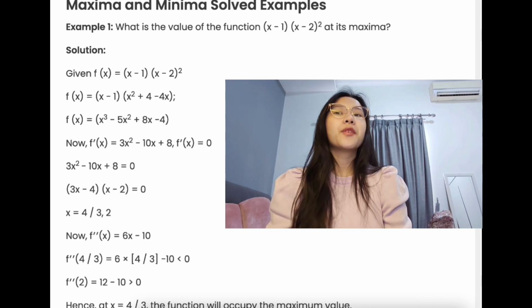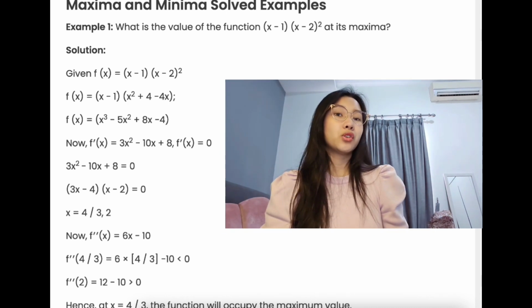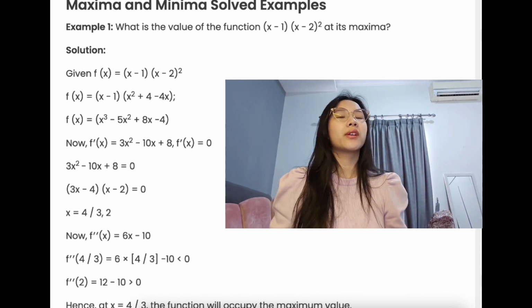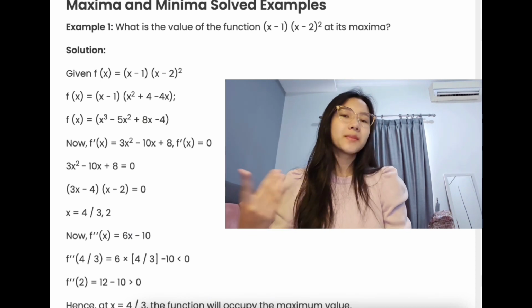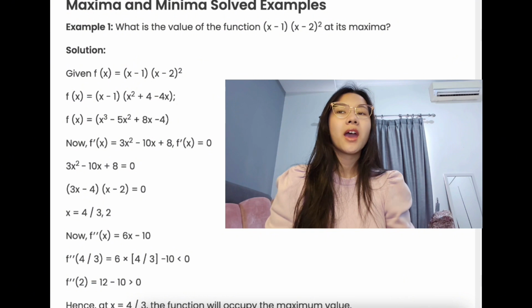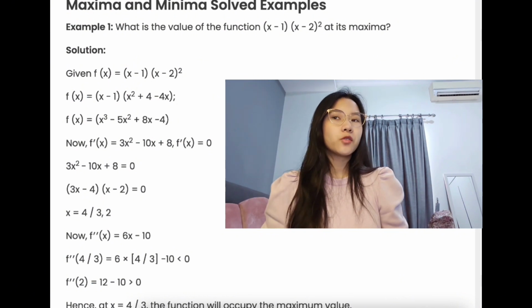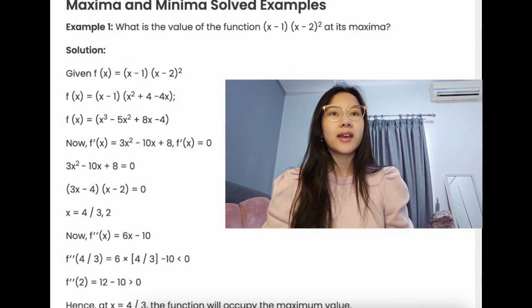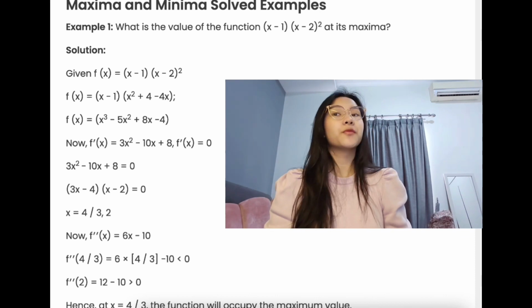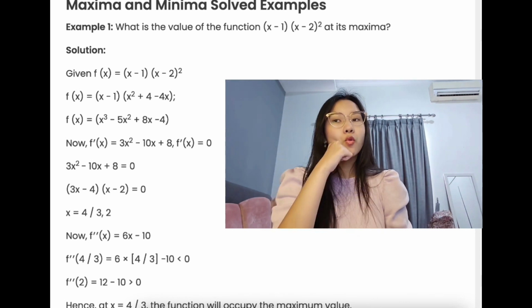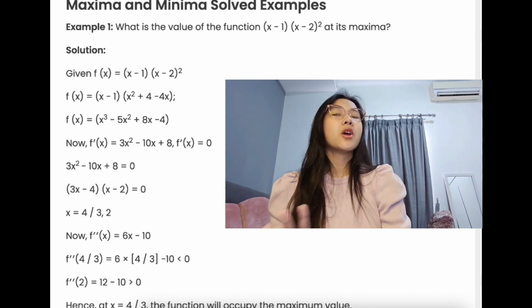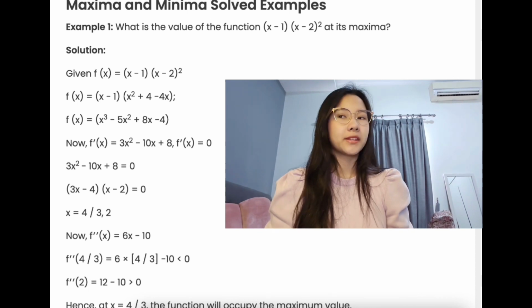So instead of writing function x minus 1, x minus 2 squared, you would write function as f(x), which you also read as function, equals x minus 1, x minus 2 squared. And afterwards, since the x minus 2 is squared, you would obviously need to square it, using the FOIL method. After doing so, you would get f(x) equals x minus 1 multiplied by x squared plus 4 minus 4x. And afterwards, f(x) equals x cubed minus 5x squared plus 8x minus 4, which is the answer to multiplying x minus 1 by x squared plus 4 minus 4x.